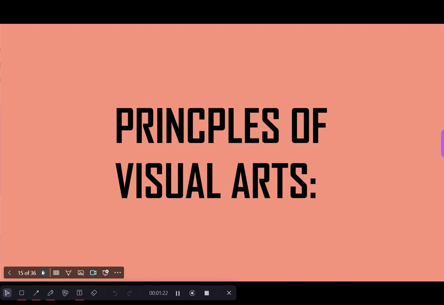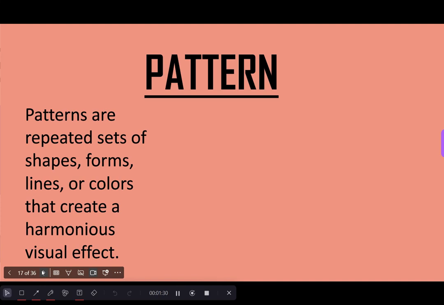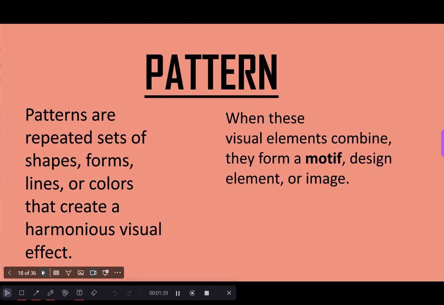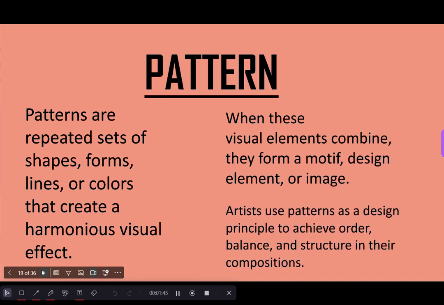So, we need to learn about the principles of visual arts. There are many principles, but the one we'll be focusing on today is patterns. Patterns are repeated sets of shapes, forms, lines, or colors that create harmonious visual effects. When they're combined together, they form a modified design element or image. Artists use these patterns as a design principle to achieve order, balance, and structure in their composition.